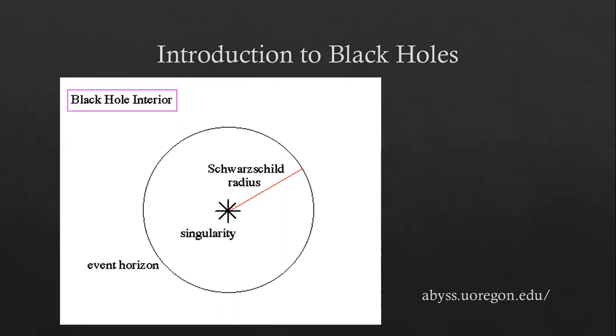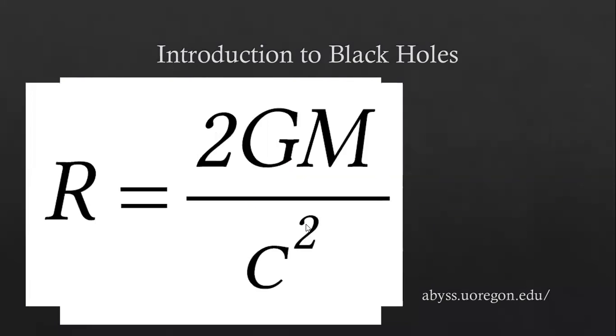So if matter is compressed into a single point, what is the size of a black hole? Well, the black hole's size is determined by its event horizon, which is a sphere around the singularity. And the radius of the sphere is called the Schwarzschild radius, which is given by the equation r = GM/c², where r is the Schwarzschild radius, G is the gravitational constant, M is the mass of the black hole, and c is the speed of light.